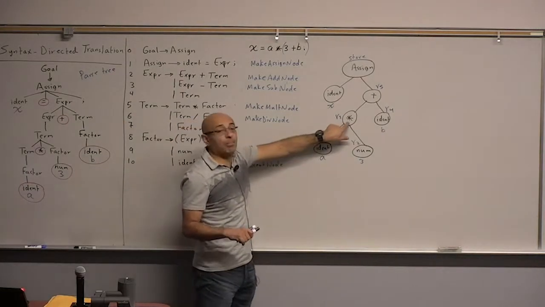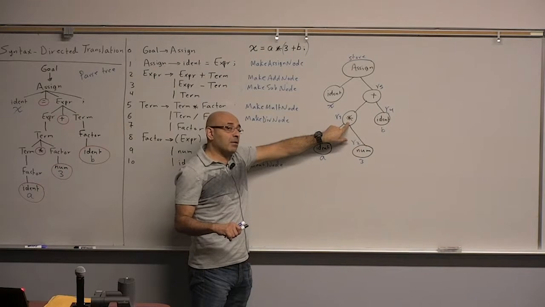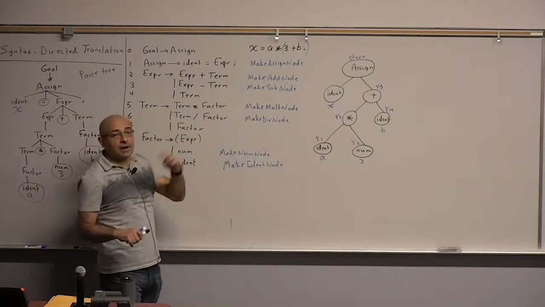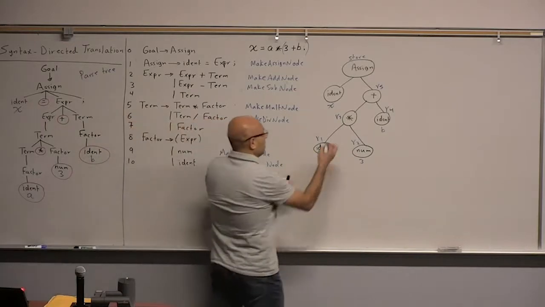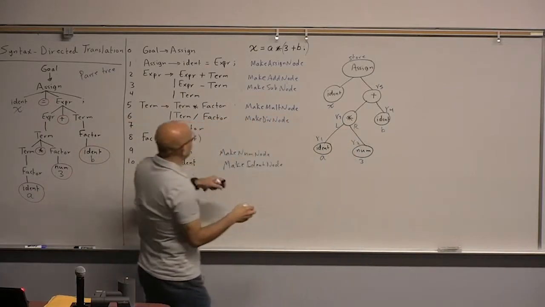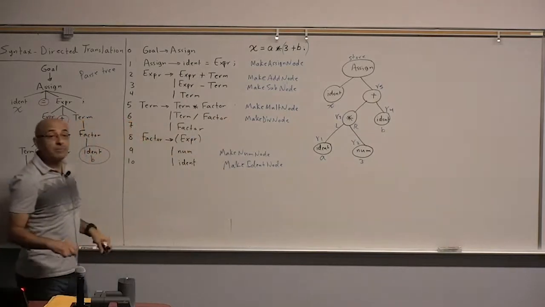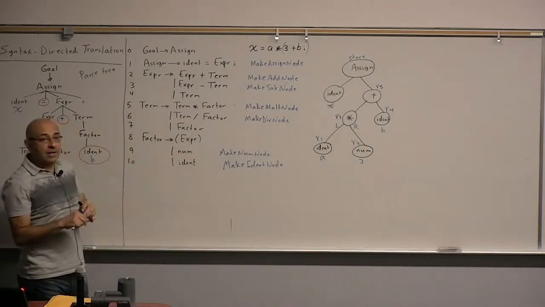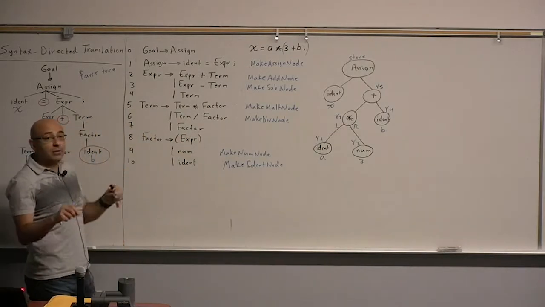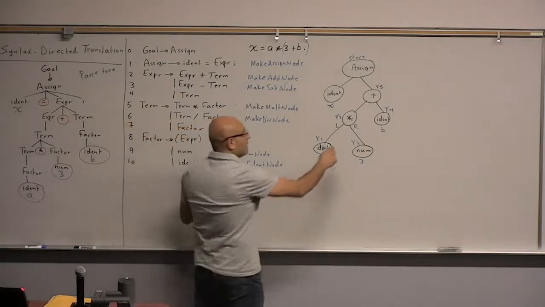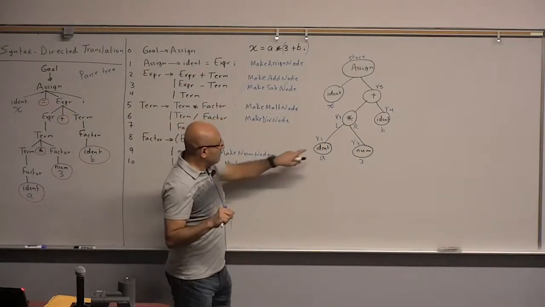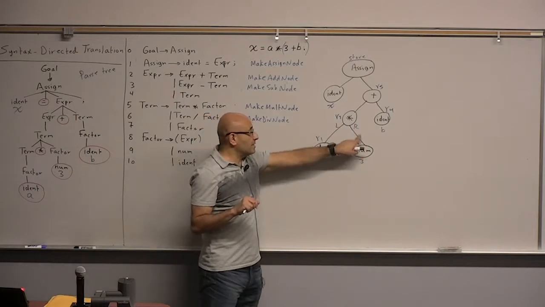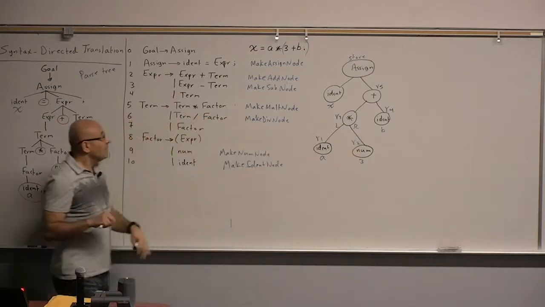So this is a binary operation. Multiply is a binary operation. So it needs two children, two operands, the left operand and the right operand. So this is the left and the right. So in order to do this multiply node, we need to have a pointer to the left operand and the right operand in order to link them together, in order to say that this node has this identifier as its left child and this number as its right child. Now, how do we do this?